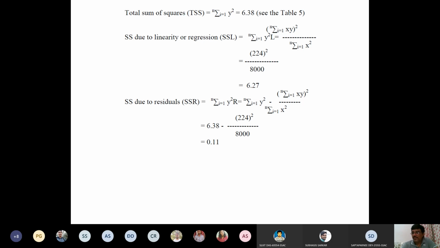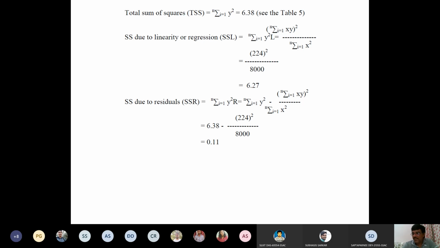There are two sources of variation in ANOVA. One source is regression. The other source is the residual. So here I am writing SSL for regression, just to make a distinction from sum of square due to residual. This is sum of square due to linearity or sum of square due to regression. It can be worked out by summation xy whole square divided by summation x square. Putting the values of the parameters, you get 6.27. It is the sum of square due to regression.